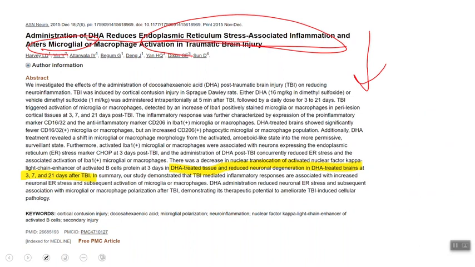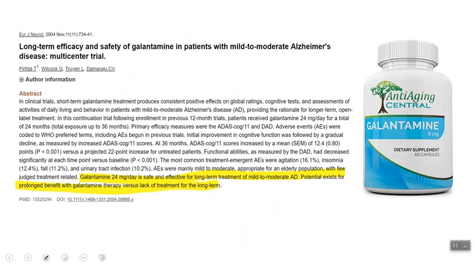So DHA treated tissue and reduced neuronal degeneration in DHA treated brains at 3 days, 7 days, and 20 days later of traumatic brain injury. So DHA reduces inflammation and supports your brain. That's a research fact.